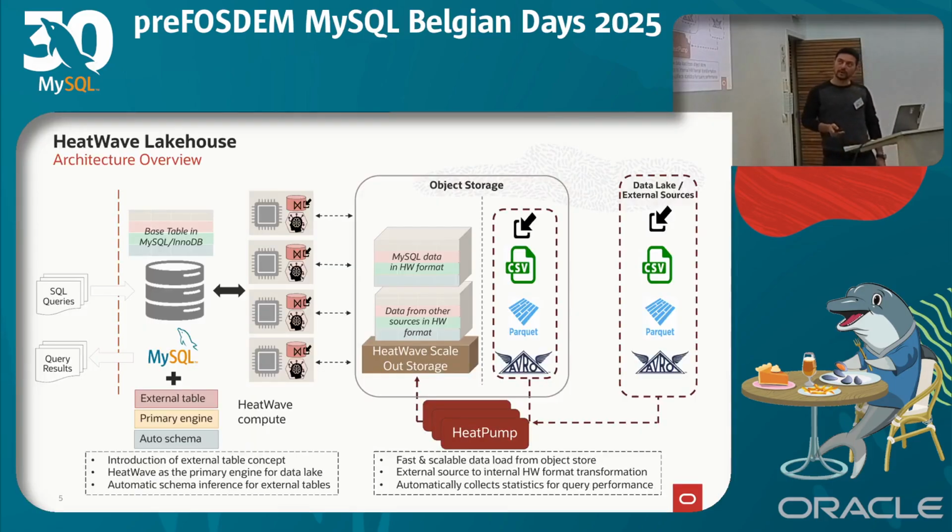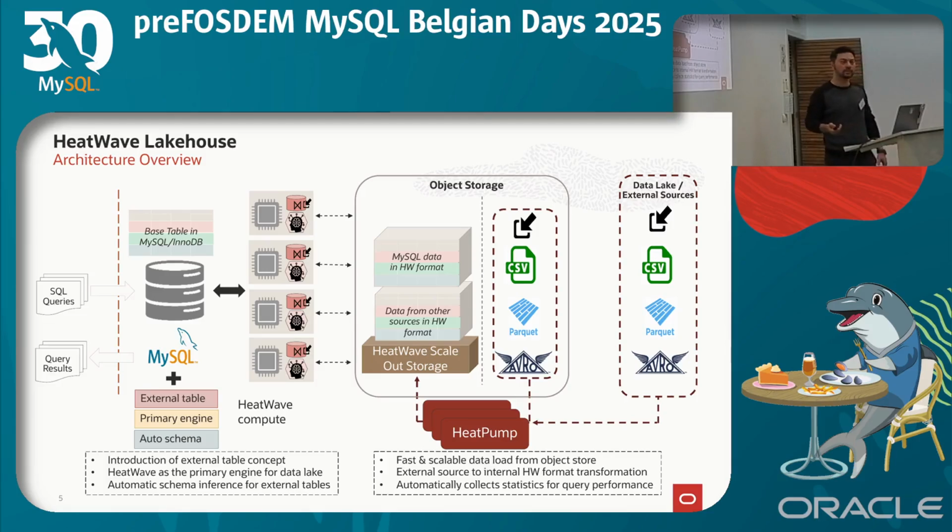So let's look at the architecture overview for Lakehouse. Lakehouse consists of three components. The first component is obviously MySQL. It is MySQL based. Queries work as usual with the same syntax, and you can have OLTP tables that are stored in InnoDB. We are extending the MySQL part with three components. The first one is the introduction of an external table concept.